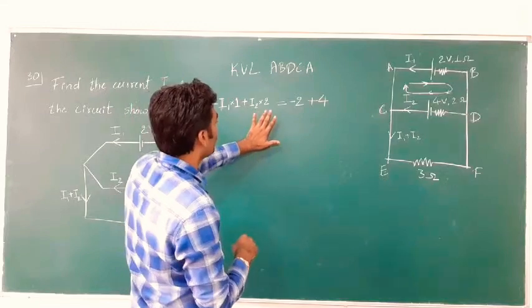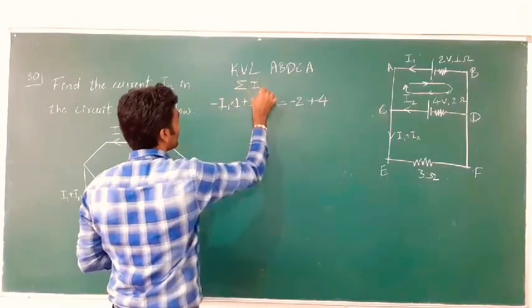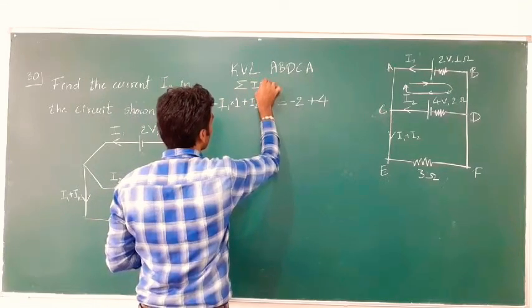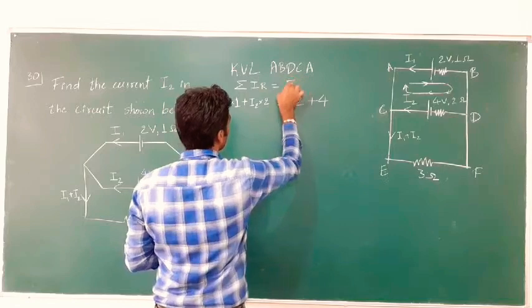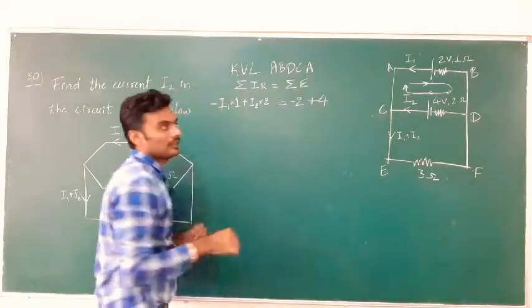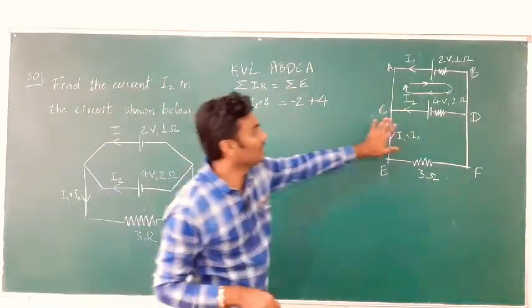Clear with the KVL? Okay, and before you apply KVL, I always suggest you write the KVL once, a summation or sigma IR is equal to sigma EMFs E. Okay. So, this is the general form of KVL and this is the KVL applied to this loop.